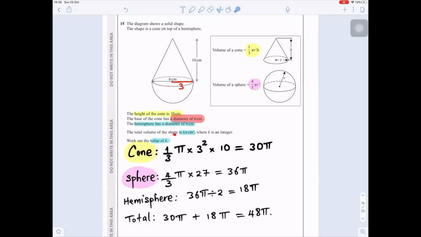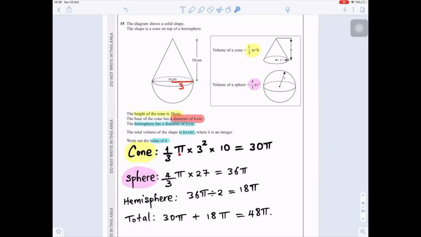The total volume of the shape is K pi centimeters cubed, where K is an integer. Work out the value of K. Okay, we start with the cone. We have the formula for volume of a cone at the top right. Volume of a cone is 1/3 pi times radius squared times h. We use that formula for the cone.